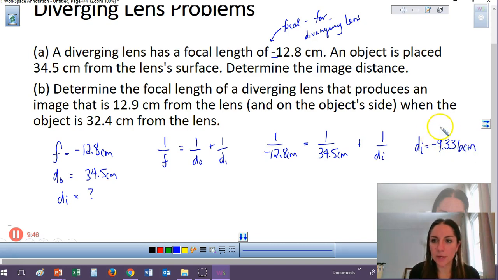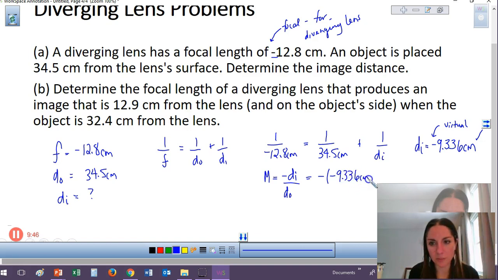Perfect. Now that's good because the negative sign in front of the DI means it's a virtual image, so that absolutely checks out. So let's just quickly verify with magnification that this worked out. This is not part of the problem, but let's just check to make sure that it's upright and reduced. The magnification is negative DI over DO.